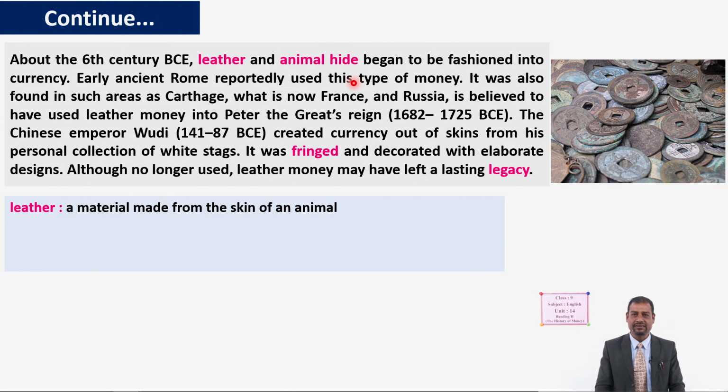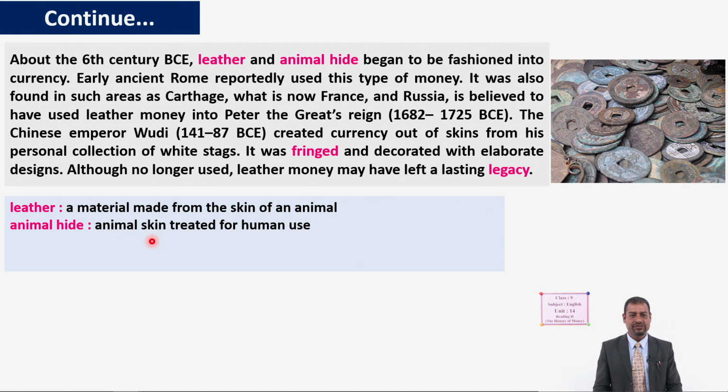What does animal hide mean? Have you got it? Okay, let me show you the meaning of this word. Animal skin treated for human use, okay? We use animal skin for different purposes, and in this case, people used animal skin for money purposes. Isn't it interesting for you?